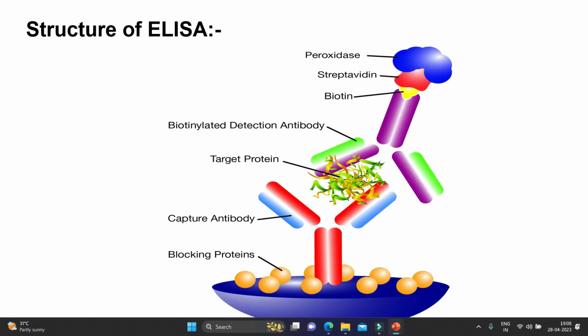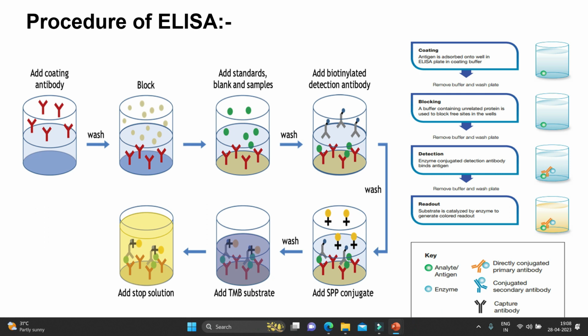So this is the structure of ELISA, which includes proteins, antibodies, and antigens. Next slide. So this is the procedure of ELISA. So here the antibodies, antigen, and the proteins are included in the procedure of ELISA.